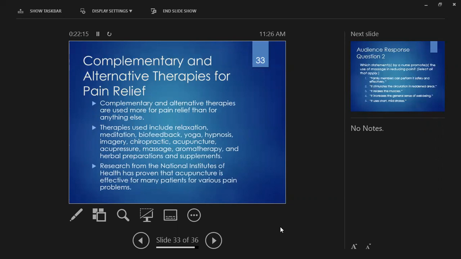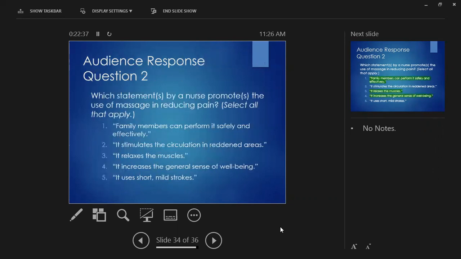Complementary and alternative therapies for pain relief. Complementary and alternative therapies are used for pain relief more than anything else. Therapies used include relaxation, meditation, biofeedback, yoga, hypnosis, imagery, chiropractic care, etc. Research from NIH has proven that acupuncture has been very effective for pain.